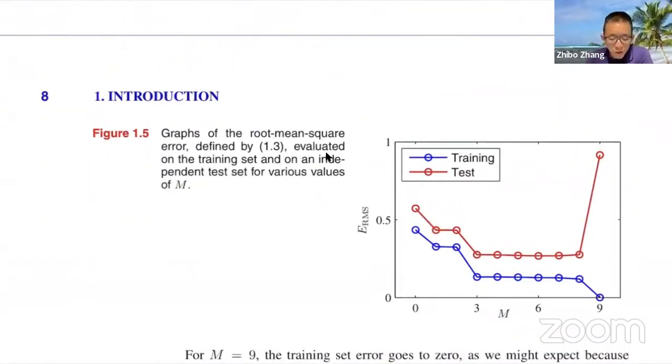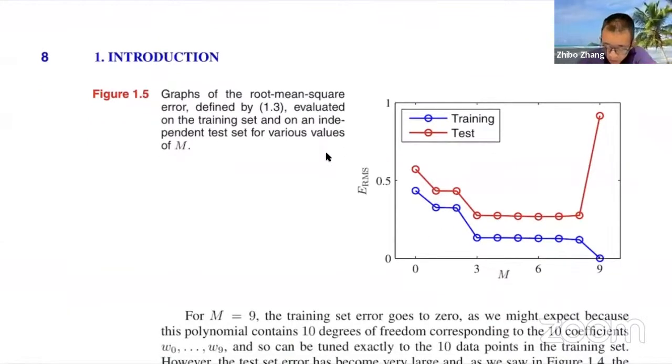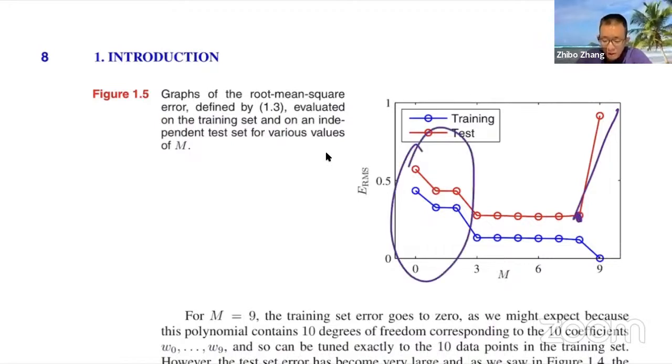So here, let's look at this figure 1.5, which is really, really good. When we gradually increase M, the test error first goes down, and then it gets increased at some certain point. So for this part, you can regard it as underfitting, which basically means that your model is not capable enough to capture the pattern given by the data.